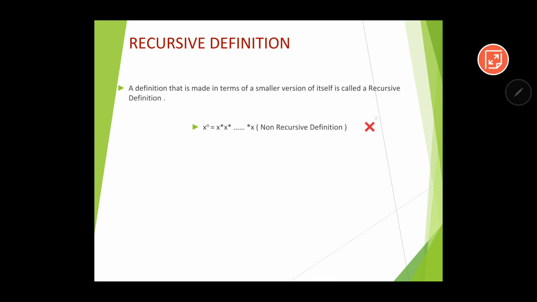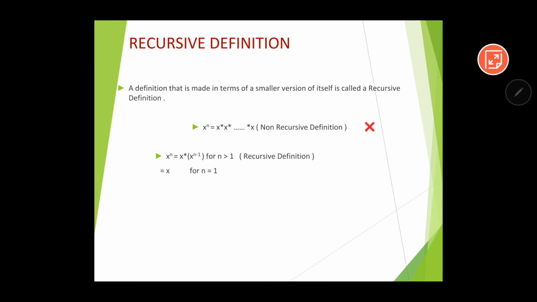But we are not interested in the non-recursive definition. We need to write x to the power n in terms of itself, which can be written as x into x to the power n minus 1. So here we have written x to the power n in terms of itself only. This is known as a recursive definition, and it will be applicable when n is greater than 1. But if n is equal to 1, then x to the power n is x.